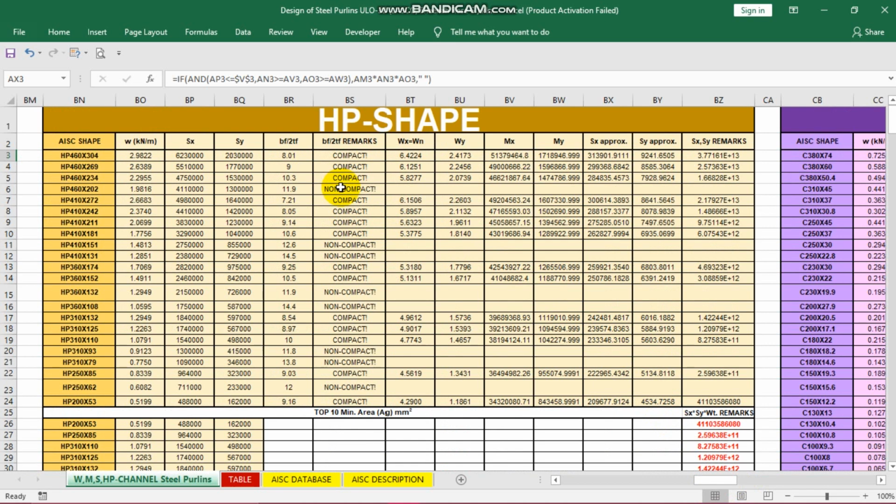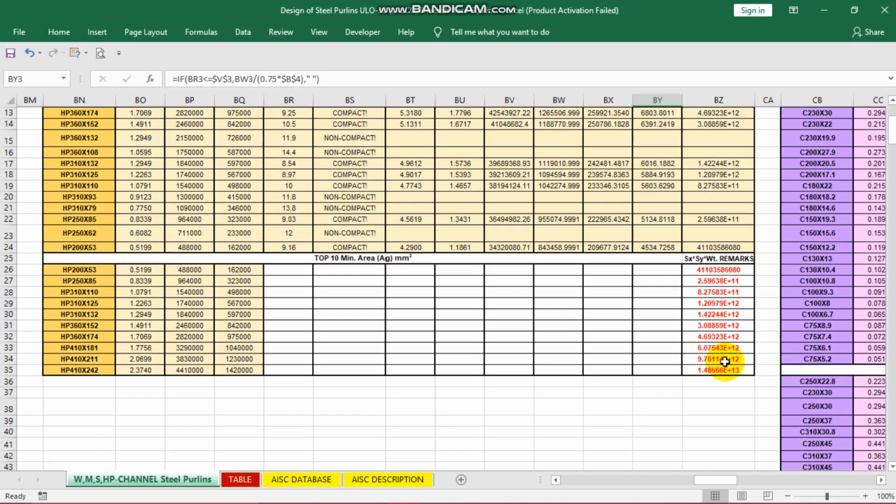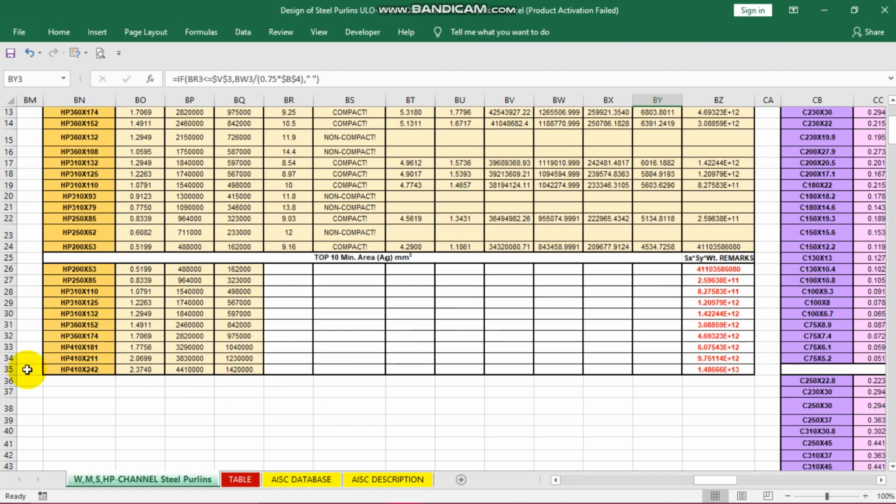So, there are compact, non-compact, compact, compact. My goal here is just to take the compact values since the FBX and FBY I use are 0.66 FY and 0.75 FY. That is how I got the SX here, because the FB I used here is 0.66 FY and 0.75 FY. So, I have values here, sir. I have a top 10 here.